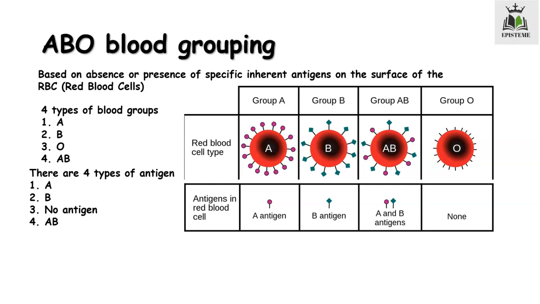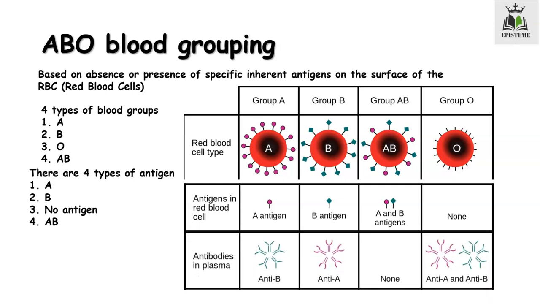Now, since the antigens are present, corresponding antibodies will also be present. For blood group A, we have anti-B, that means antibody for B. A person having blood group A has antigen A and they have antibody for B.